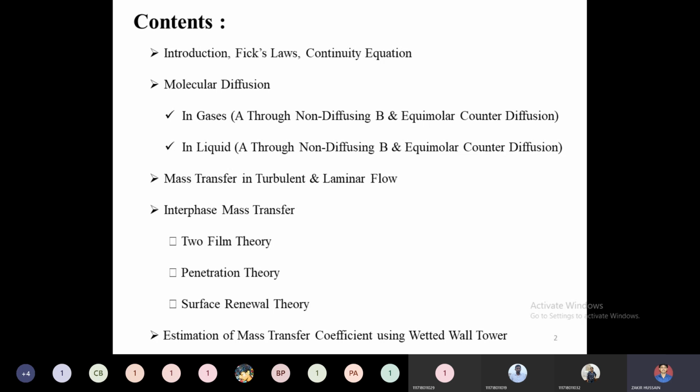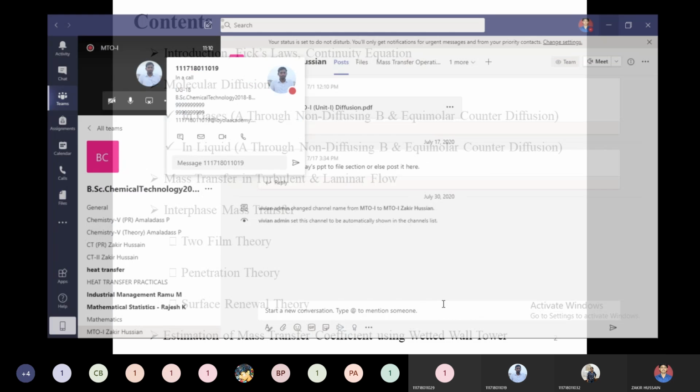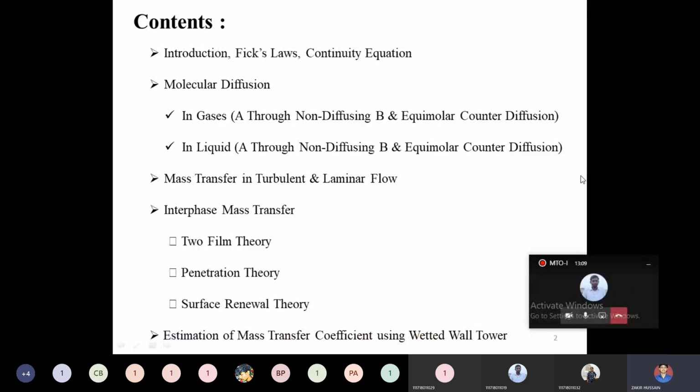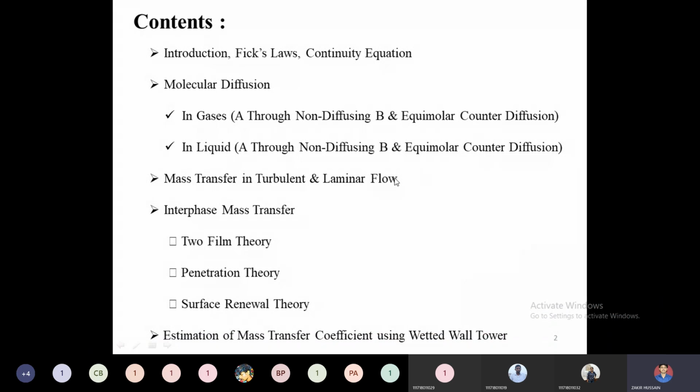Then Fick's first law of diffusion. We know what Fick's first law of diffusion is. J_A is equal to minus D_AB dou C_A by dou Z, where J_A is the flux with respect to any fixed reference, and the minus sign in Fick's first law of diffusion signifies that the concentration is varying from higher concentration to lower concentration. Then dou C_A by dou Z is nothing but the concentration gradient, or the driving force we can call it.